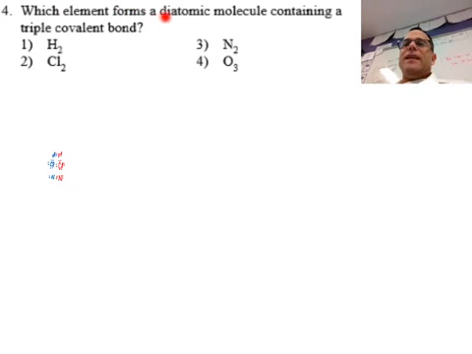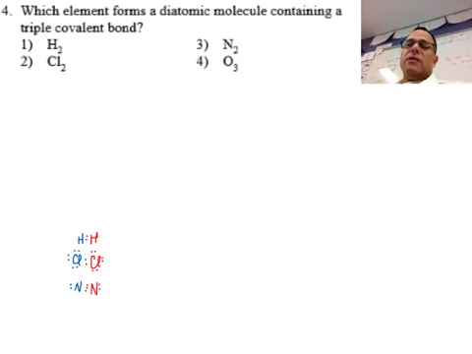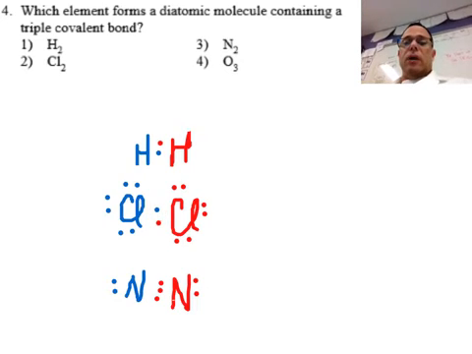Number 4, which element forms a diatomic molecule containing a triple bond? Diatomic. Let me change the pen. Diatomic. Di means 2. Di is a prefix meaning 2. So diatomic, it has to have two atoms involved. So let's take a look at this illustration that I already put together right there. And what you see here is a diatomic element. Choice number 1 says a diatomic element, and it is sharing 2 electrons, which is a single bond. Chlorine, diatomic element, sharing only 2 electrons, a single bond. And here's nitrogen, diatomic element, sharing, well, I forgot a few dots here. Let me put them in.